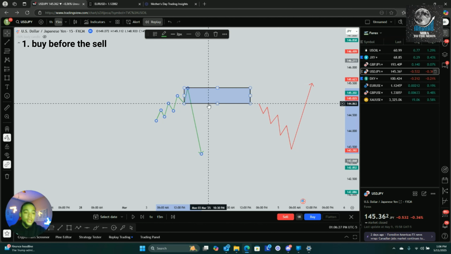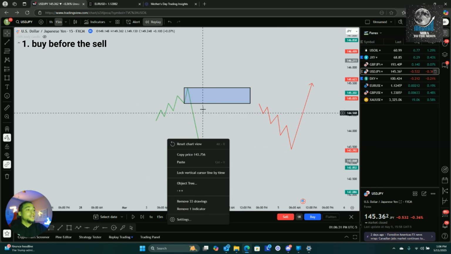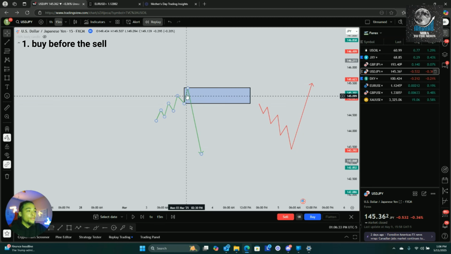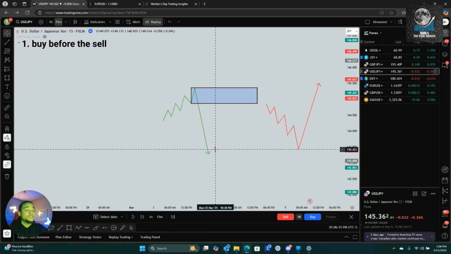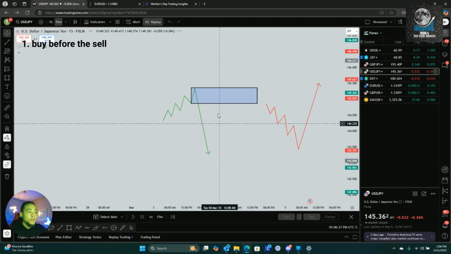We will talk about liquidity in week 4's video. So that is the buy before the sell, guys. A bullish trend. We have a buy up and then a strong sell down. So what we can expect is for price to come back to retest this area.